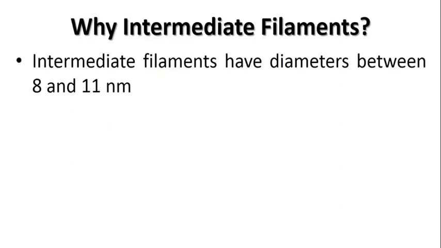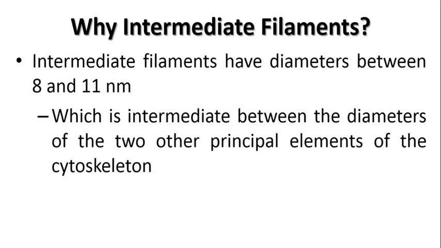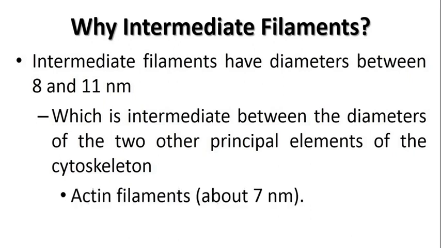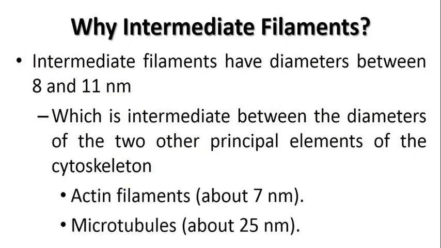Now, why intermediate filaments? Intermediate filaments are dimers between 8 and 11 nanometers. Since this is intermediate to both actin as well as the recently studied tubulin, it is called intermediate because the values are in an intermediary range, between the diameters of the two other principal elements of the cytoskeleton. Actin filaments are about 7 nanometers and microtubules about 25 nanometers. So, between 7 and 25 you have 11, so they are called intermediate filaments, with a diameter between 8 to 11 nanometers.